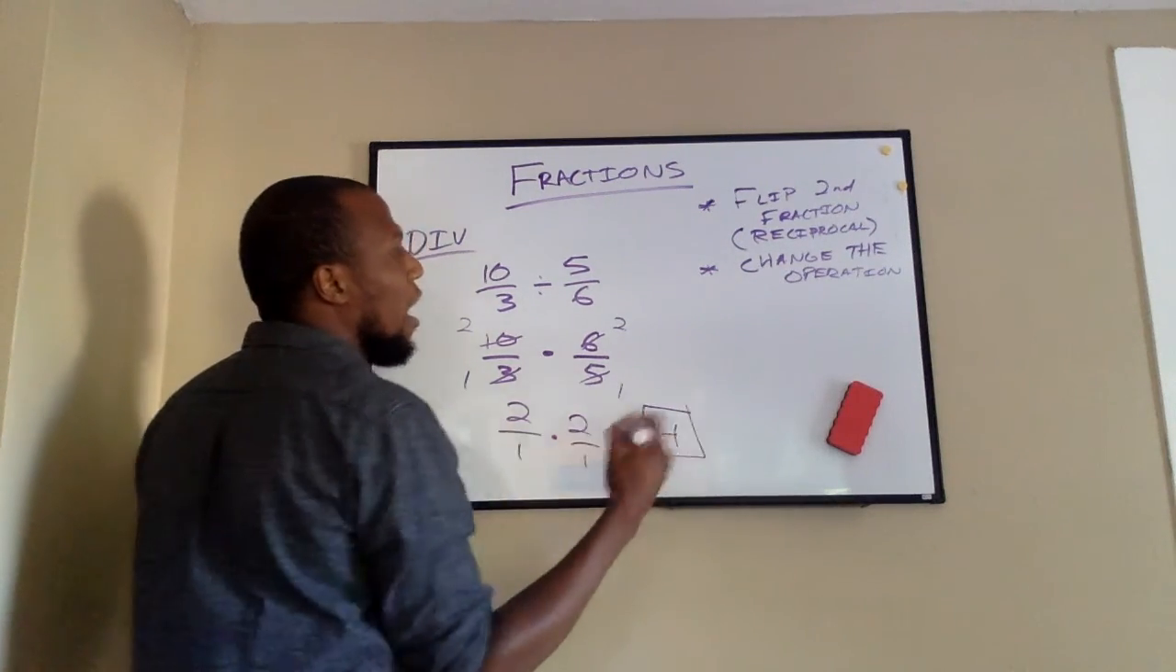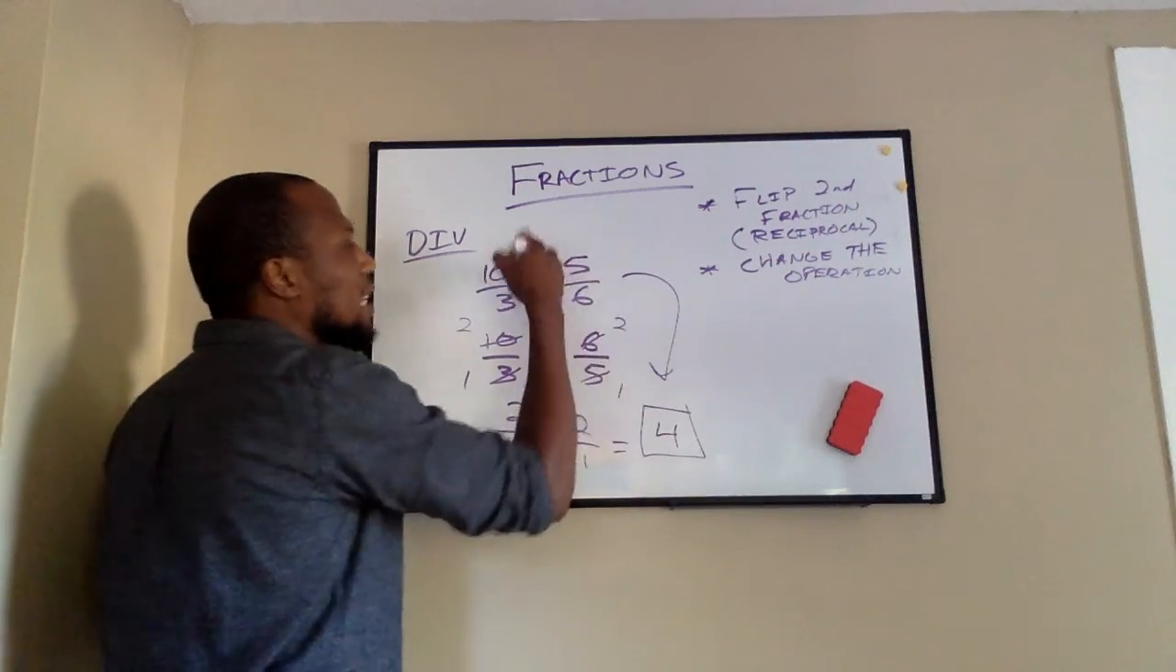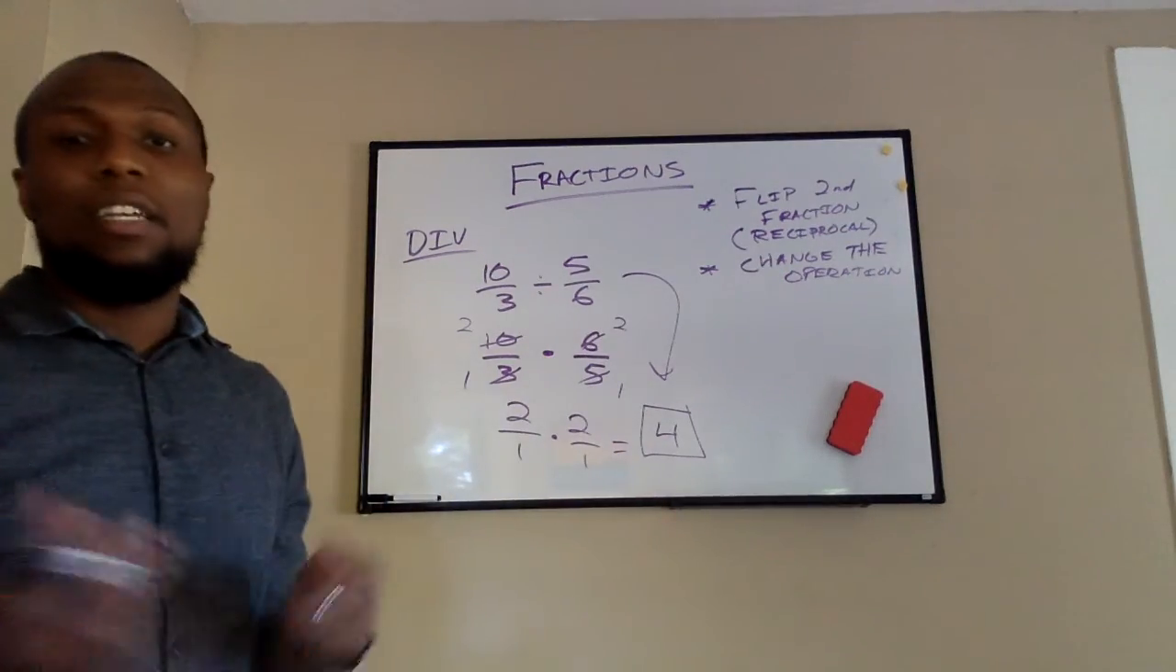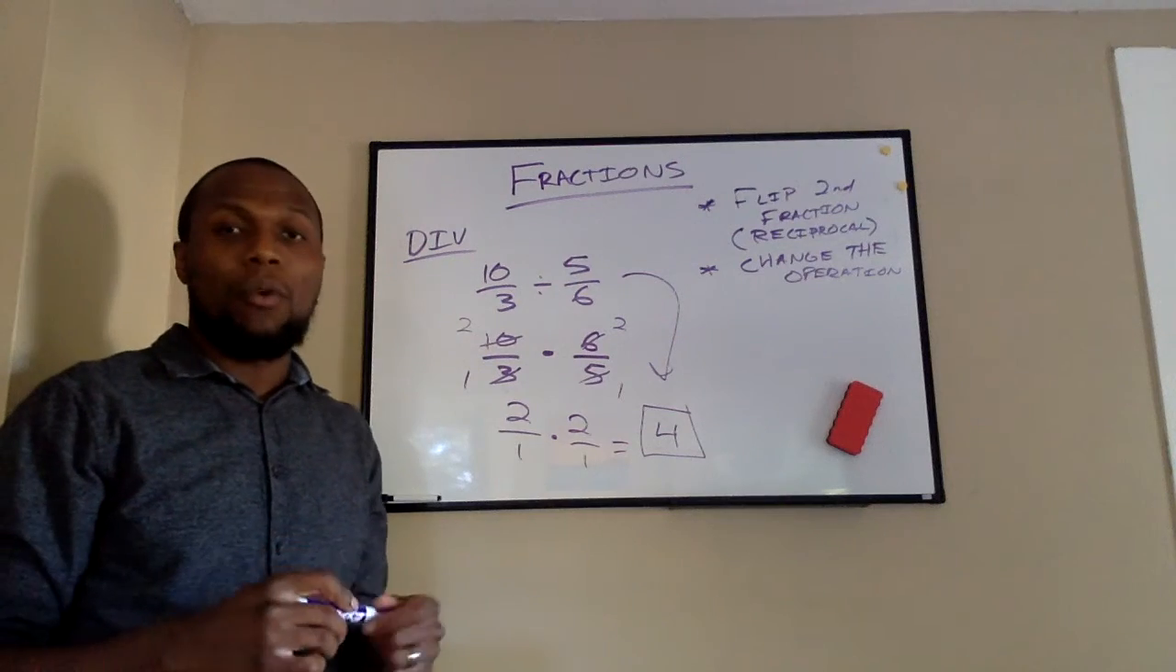Kind of crazy that 10 thirds divided by 5 sixths just gives us a whole number that's equal to 4.